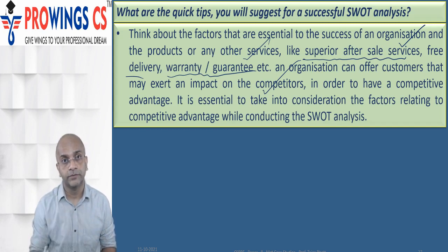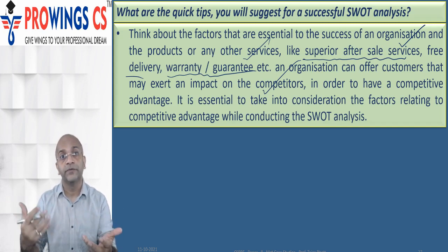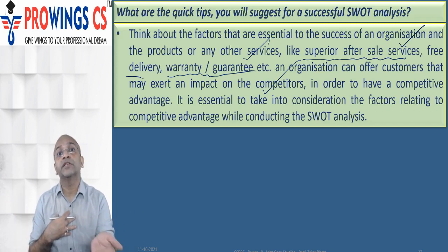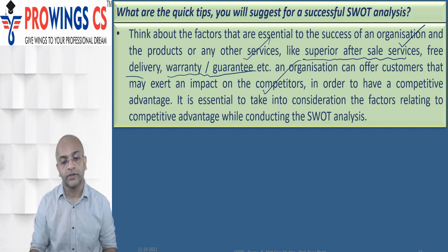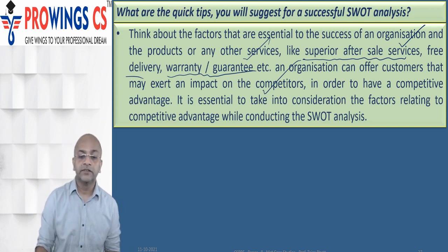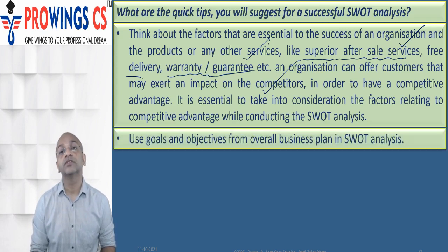Say Swiggy and Zomato. Both are food delivery apps. How can Zomato and Swiggy fight with each other? If we are Swiggy, just think about how we can be better than Zomato. What we can provide that other competitors are not providing, and what we need to consistently work upon. Last line important. It is essential to take into consideration factors relating to competitive advantage by considering how I should be better in terms of delivering my products and so on.